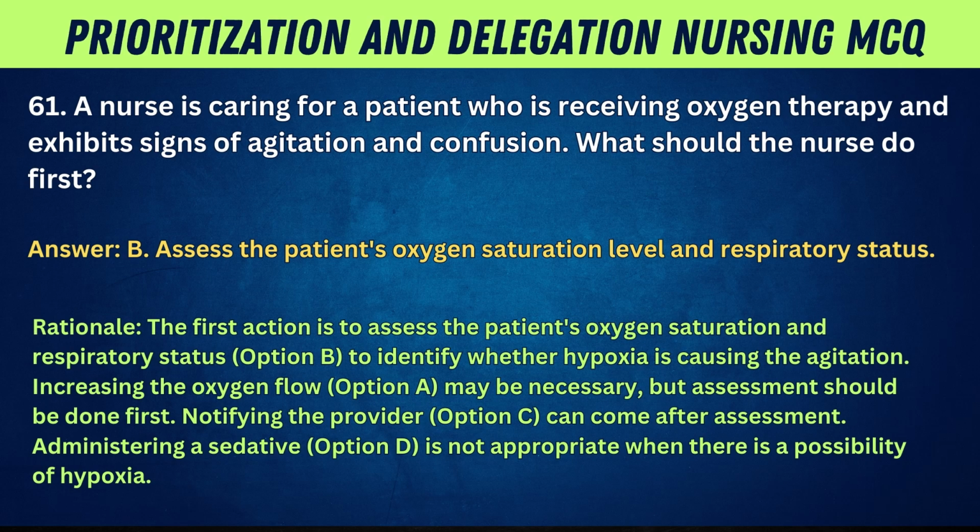Answer. B. Assess the patient's oxygen saturation level and respiratory status. Rationale. The first action is to assess the patient's oxygen saturation and respiratory status, Option B, to identify whether hypoxia is causing the agitation. Increasing the oxygen flow, Option A, may be necessary, but assessment should be done first. Notifying the provider, Option C, can come after assessment. Administering a sedative, Option D, is not appropriate when there is a possibility of hypoxia.